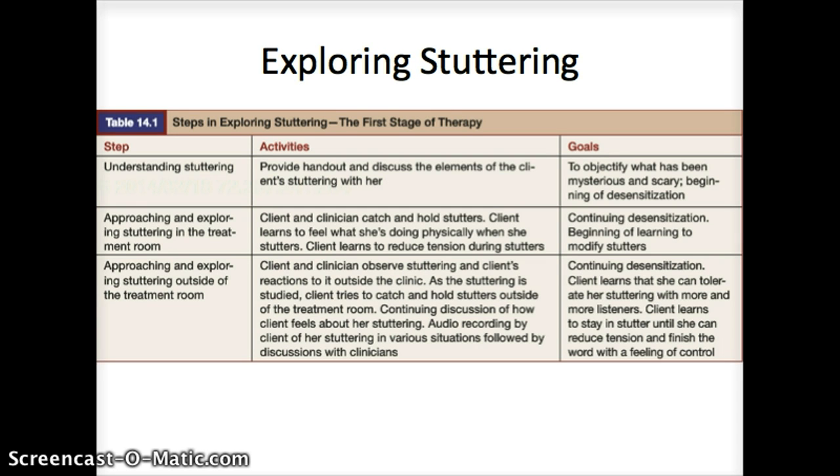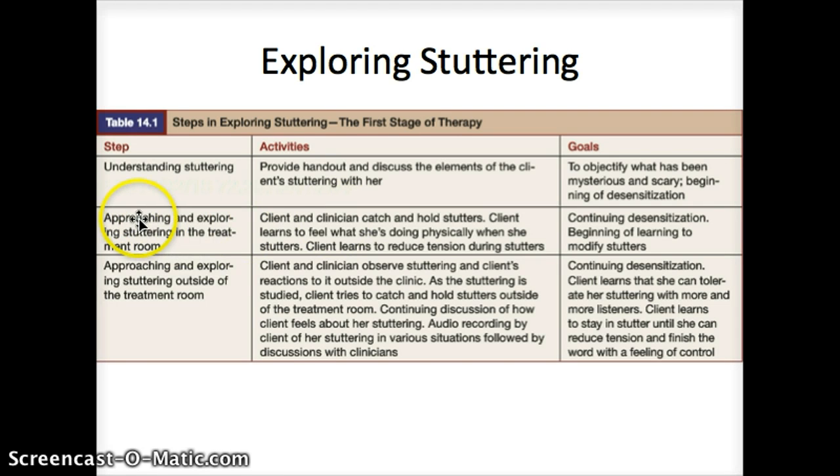So when you first get an adolescent or adult client, it's very similar to what we've already talked about. So the first step is we want them to understand their stuttering. So we can give them handouts, and we just want them to start to realize what it is that they're doing and identify any secondary behaviors and identify what types of disfluencies they're experiencing.